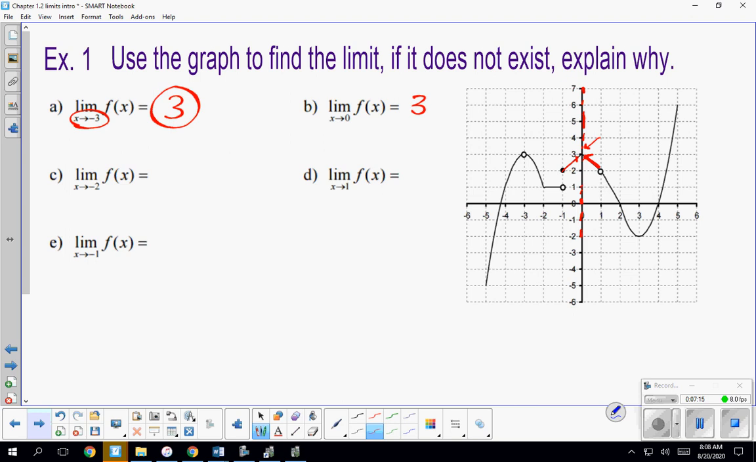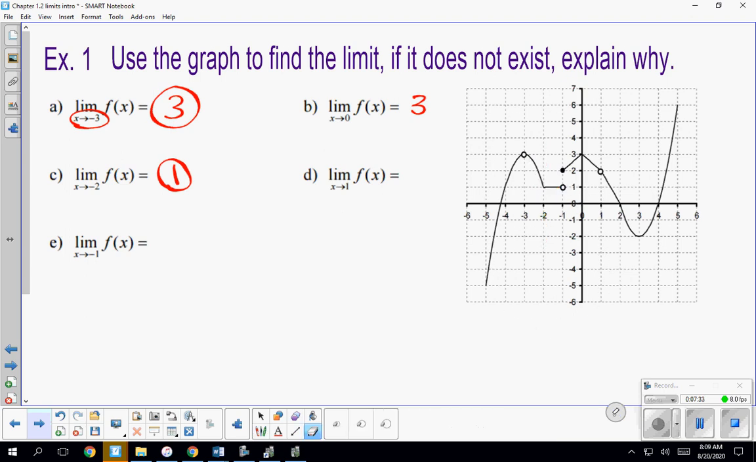For part C, x is approaching -2. So here now we're looking at this line. As I get close from the left, I approach a y value of 1. As I approach from the right, I also have a y value of 1.